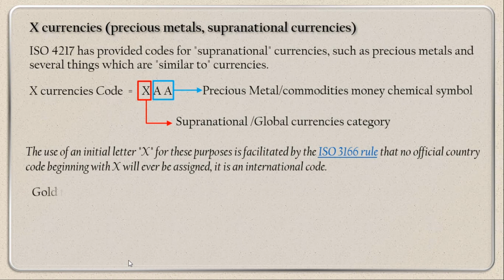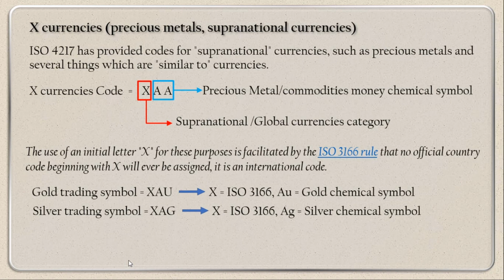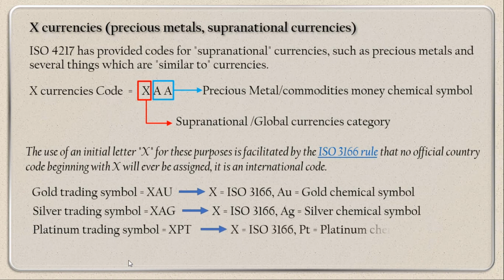Let me give you some examples. Gold trading symbol is XAU. So X is from ISO 3166 and AU is the gold chemical symbol. Second example. Silver trading symbol is XAG. X is from ISO 3166 and AG is the silver chemical symbol. The other example is the platinum trading symbol, which is XPT. X is from ISO 3166 and PT is the platinum chemical symbol.